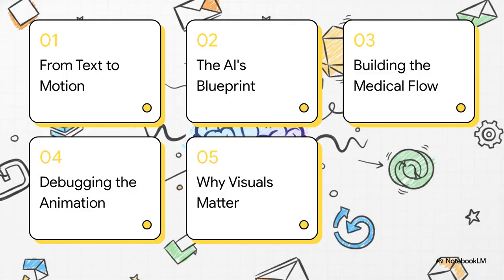So here's our game plan. We're going to start with the main idea. Then we'll peek at the AI's instruction manual. After that, we'll see it build a pretty complex medical workflow. Then comes the fun part. We'll follow the story of a tricky bug and its really clever fix. And finally, we'll wrap up by talking about why this all matters for making AI easier to understand for everyone.